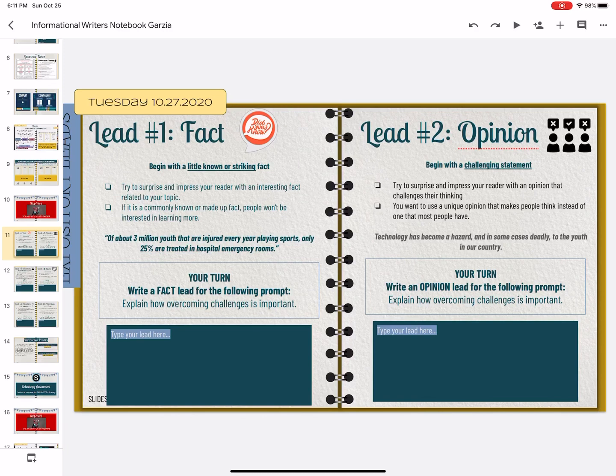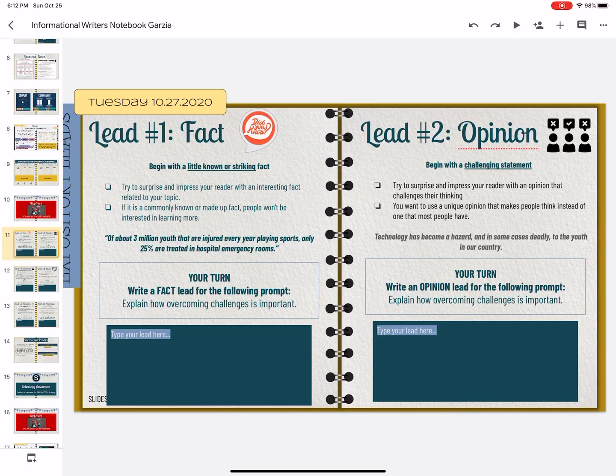Okay, so first type of lead. Also, we may be using the word hook as well. Lead and hook are pretty much the same thing. We use them interchangeably sometimes. So the first type of lead is a fact. We want to use a little known or striking fact to catch our reader's attention.